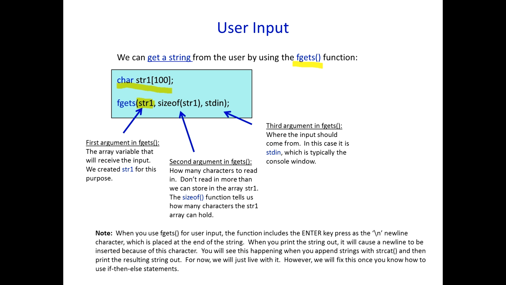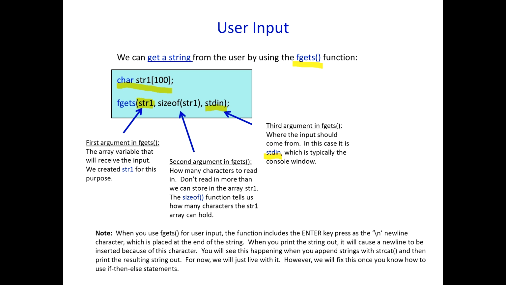So we're going to say sizeof string1, because sizeof tells how many characters that string1 can hold. And then the third argument is, where are the characters coming from? In this case, it's stdin, and stdin is typically the console window. So when that console window opens up and you type something in there, that's where it's going to take the characters.